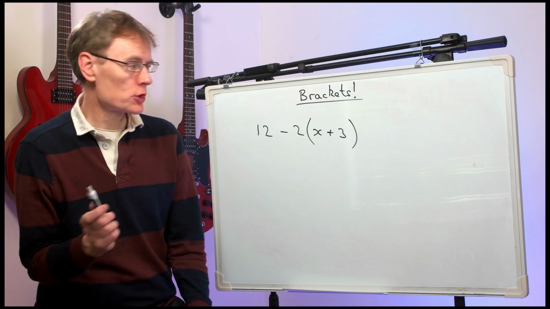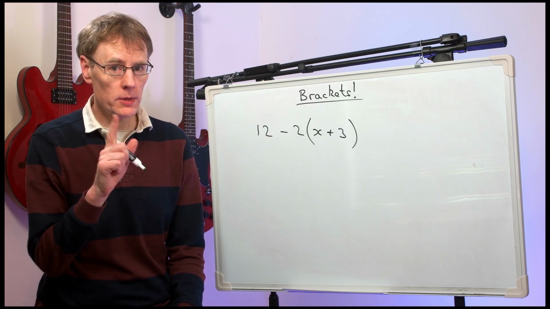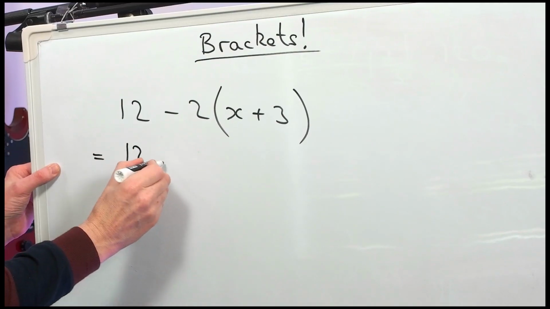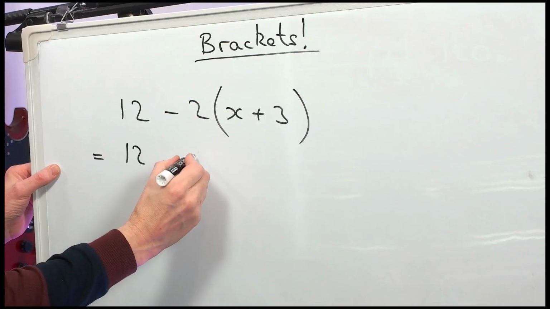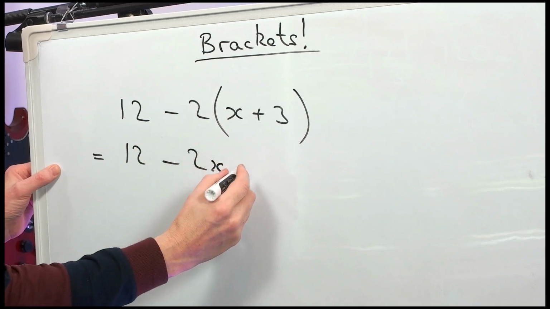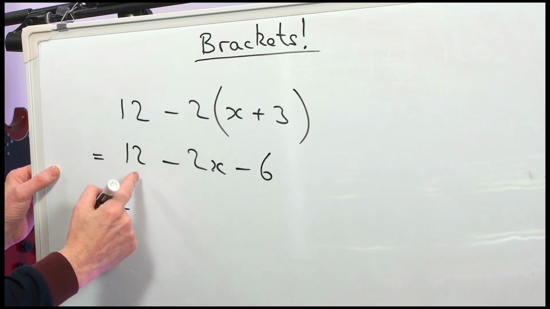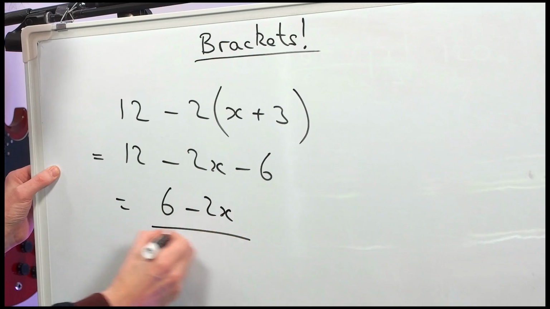Now, it can get a little more tricky when you have a minus sign outside the bracket here. You have to be careful. Watch. So that's 12 minus 2 times that. So minus 2 times x is minus 2x. And minus 2 times the 3 gives you minus 6. Now, add that up, you get 6 minus 2x.